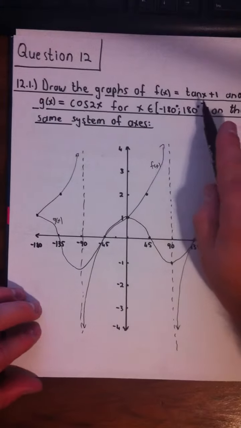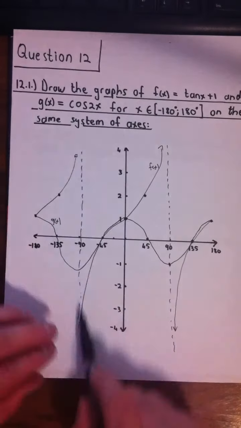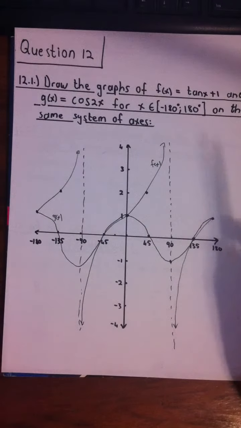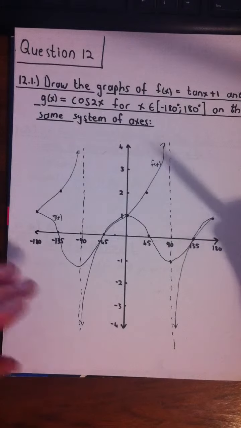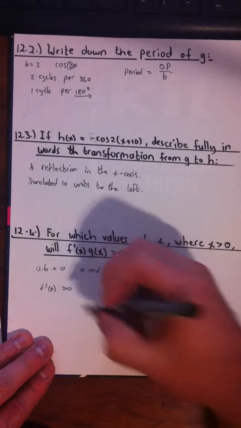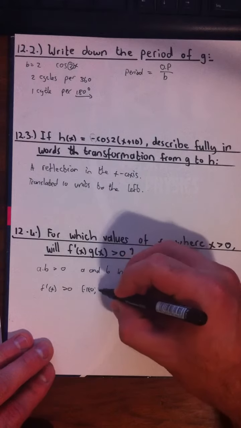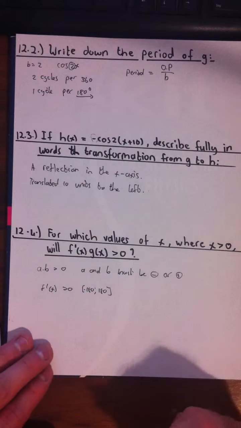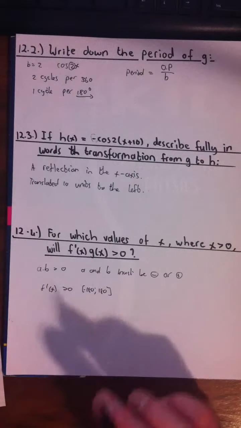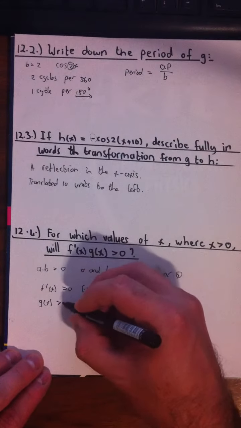Okay, so since we know that a tangent graph is always increasing, we can see from left to right it increases. It's an increasing function. So everywhere on the domain, f prime of x is positive. Right, so that's everything from negative 180 to 180. So now we need to find out where g of x is also positive. So where is g of x positive?